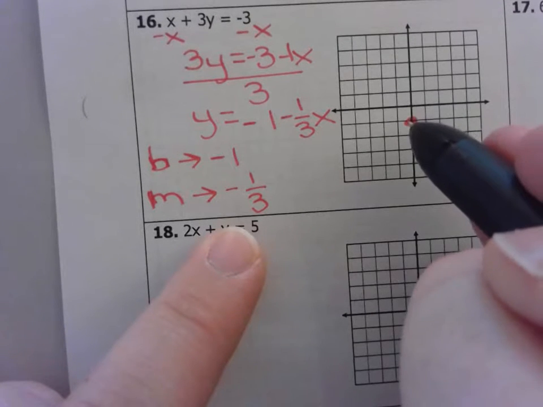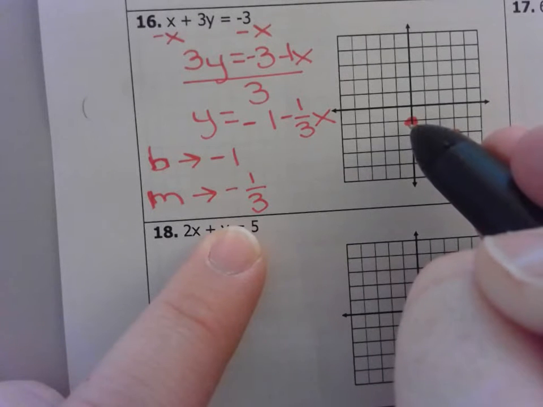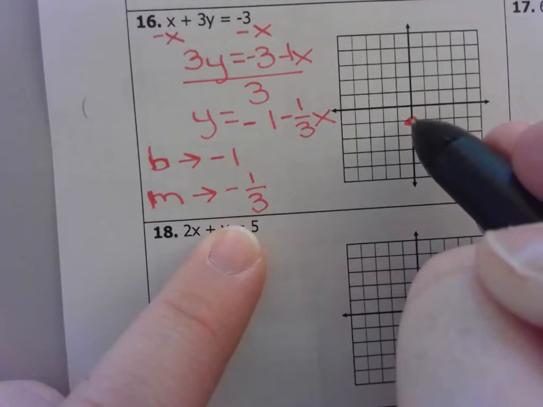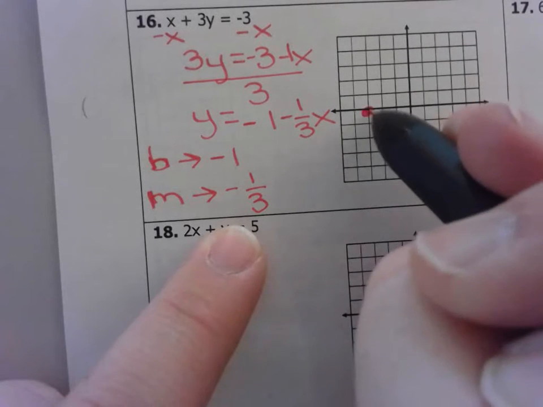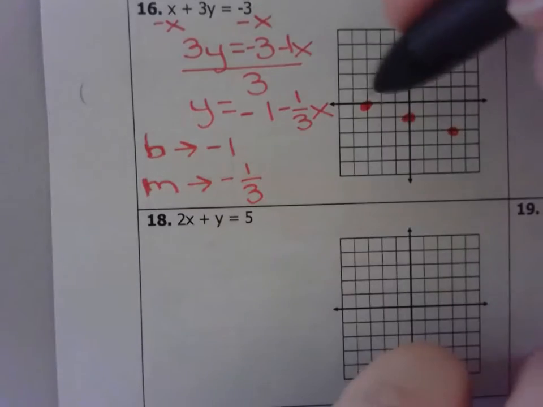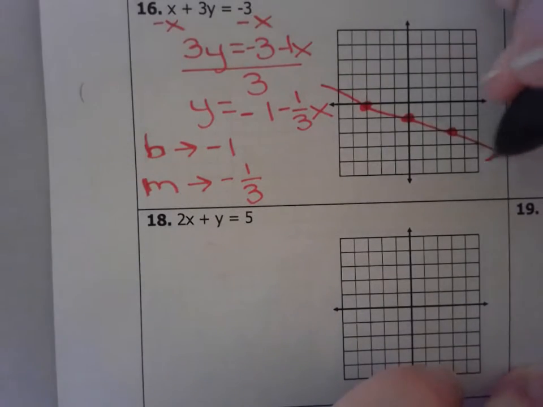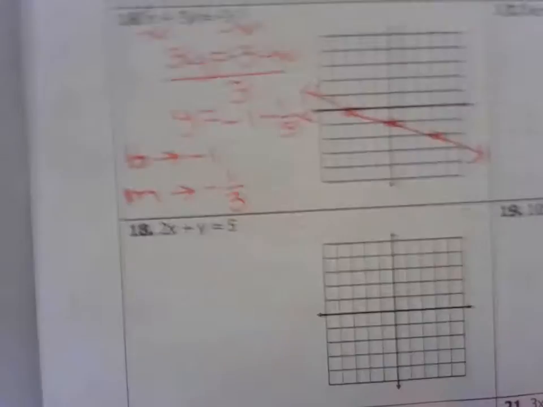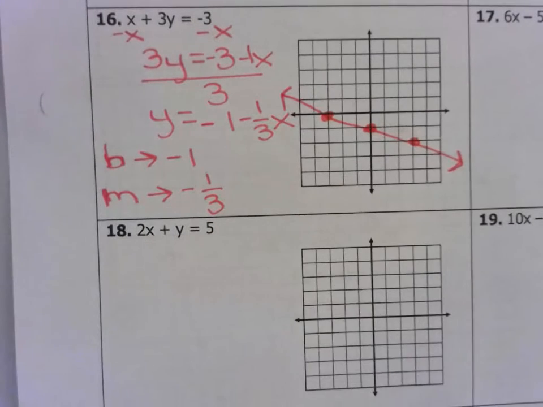Or how can I get another point? Instead of down 1, right 3, I can go up 1, left 3. And then draw your line. Make sure my slope is negative, so my line should be going downhill. Good.